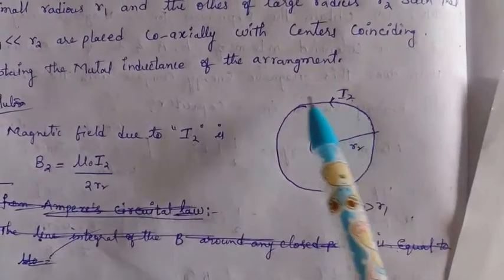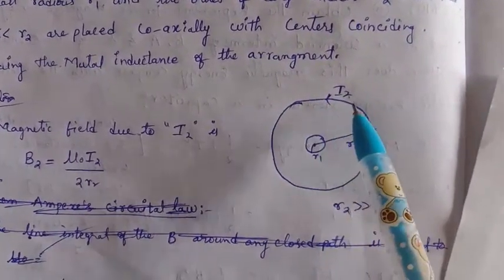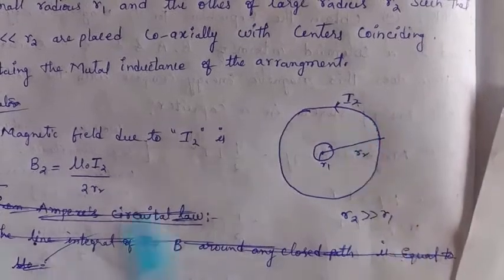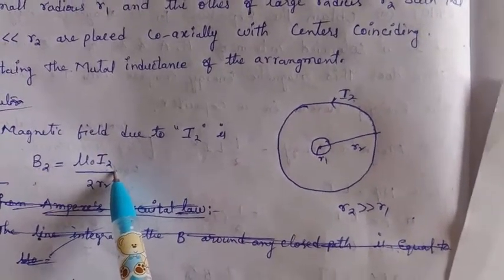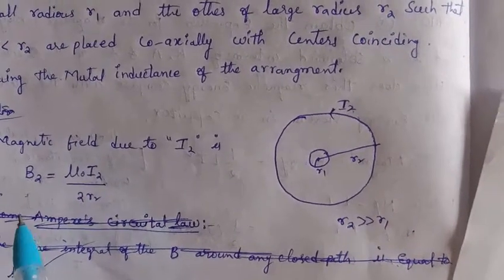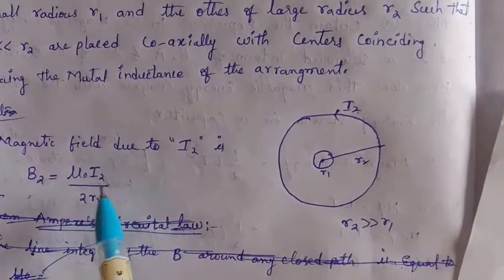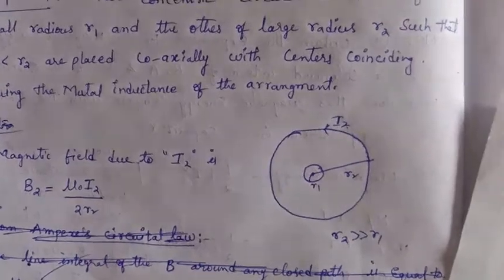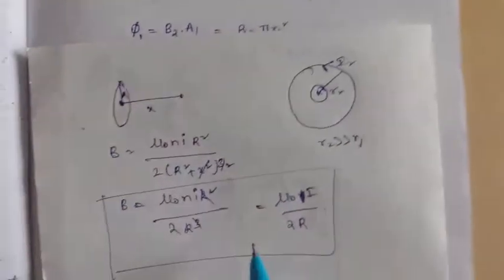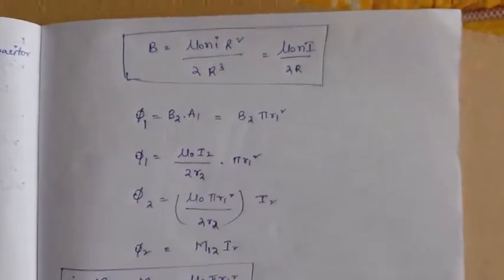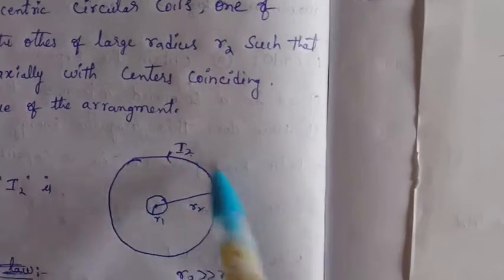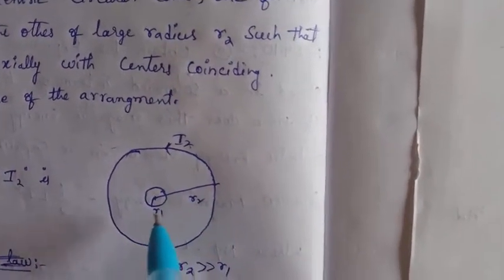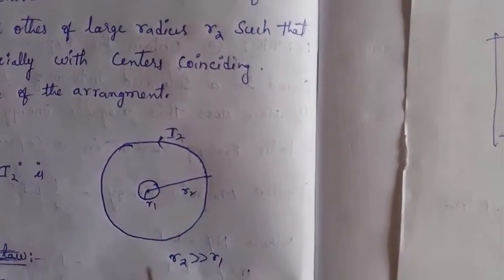Here current is flowing in the outer coil. Due to this current we are inducing the magnetic field. So according to the Biot-Savart law, the magnetic field B2 is equal to mu naught I2 upon 2R2. It is the expression for the magnetic field. So what is the magnetic flux? Due to this current, you have to link it with the inner coil.